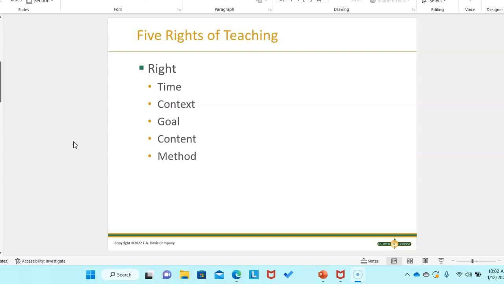For the right context, you gotta ask yourself, is the environment quiet, free of distraction, and private? You don't want it to be like a noisy environment or have interruptions, right? For the right goal, is the client actively involved in the planning of the learning objectives? The right content, is the content appropriate for the client needs? This goes again back to assessment of their educational or cultural or developmental level.